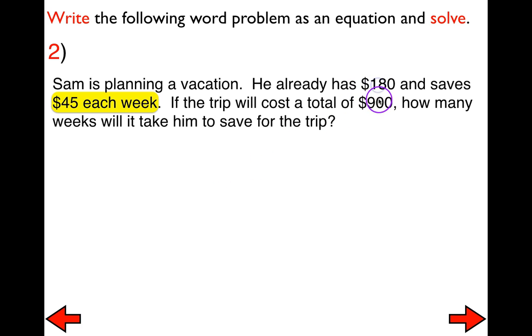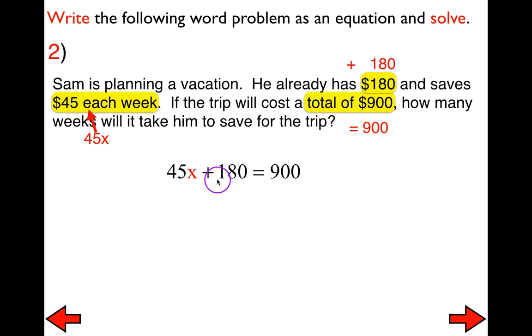Well, I know that he is saving $45 each week. And remember from the previous slide that each tells us we're going to be multiplying. This is probably going to be our variable, so I'm going to make that 45x. Now, he has $180. So if he has that, I'm going to add that. And then the trip is going to cost a total. Remember that word total makes us think of equals. So it's going to equal a total of $900. So now that I have every single piece of my equation, let's write it into an equation. We have 45x plus 180 equals 900.